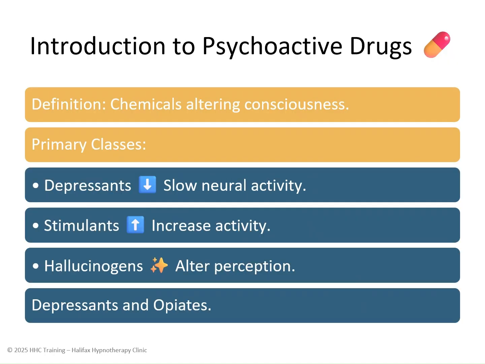Introduction to psychoactive drugs. Consciousness can be defined as an individual's awareness of themselves and their environment. Certain chemicals, known as psychoactive drugs, can alter this state of consciousness by affecting perceptions and moods. Psychoactive drugs are broadly classified into three main categories: depressants, stimulants, and hallucinogens. This section will focus on depressants and a related class called opiates.